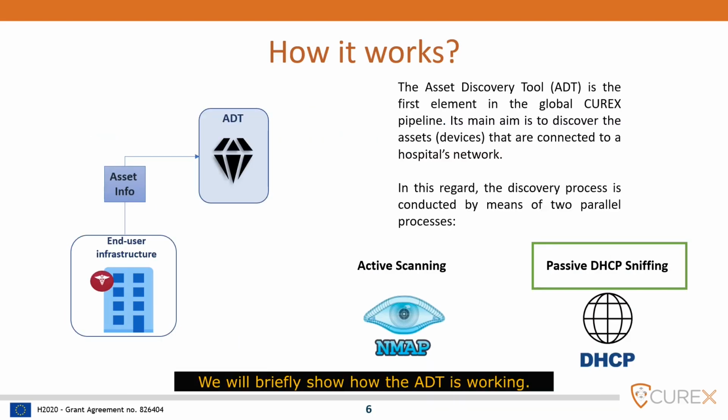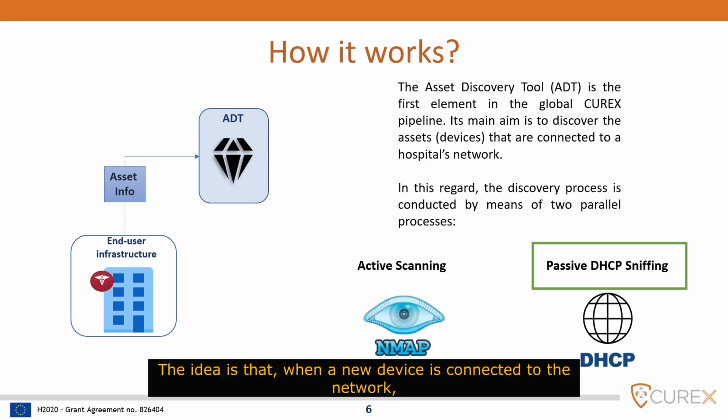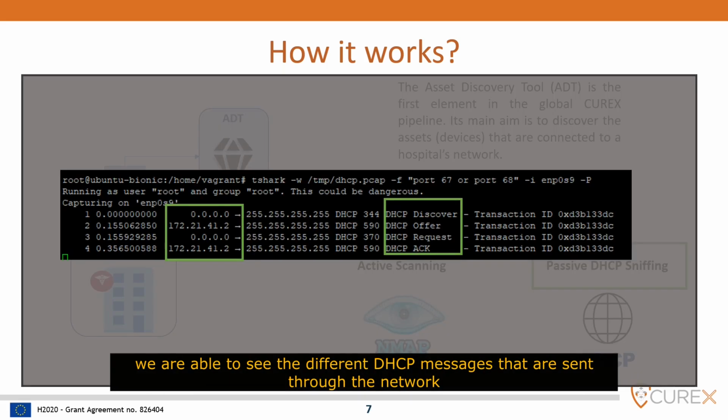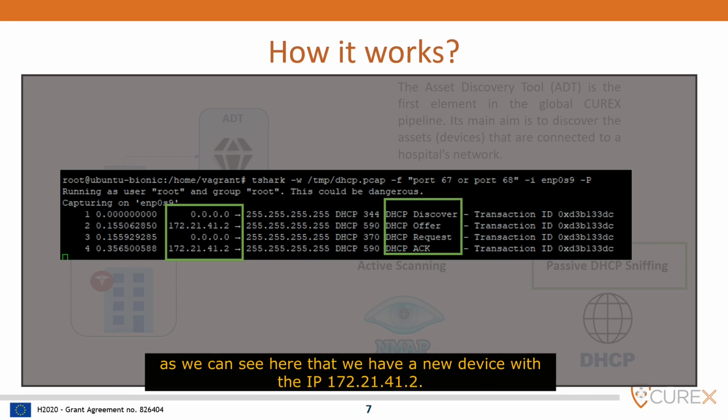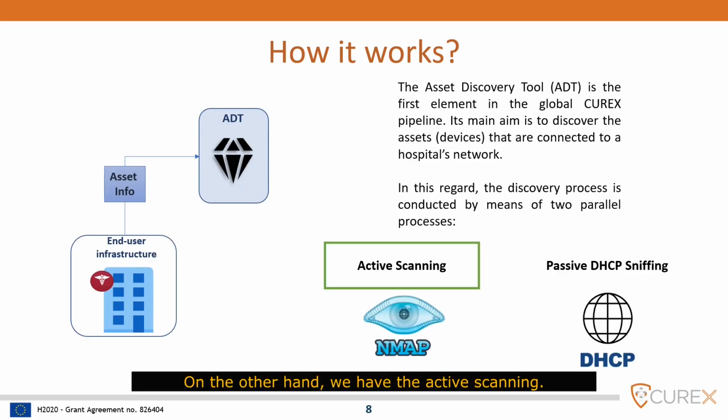I will briefly show how the ADT works. First, the passive mode, or DHCP sniffing. The idea is that when a new device is connected to the network, we are able to see the different DHCP messages that are sent through the network, allowing us, for example, in this case, to detect that a new device has been connected, as we can see here, with the IP 172, etc.